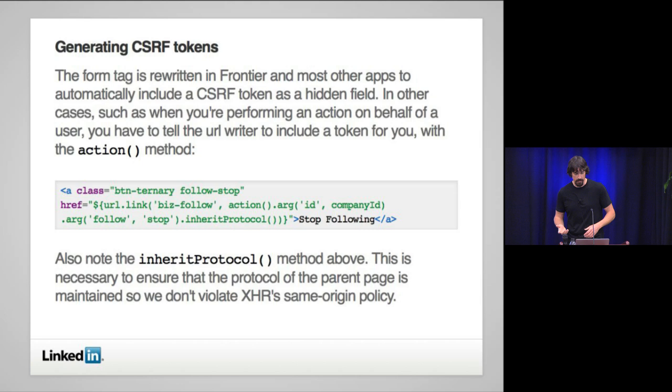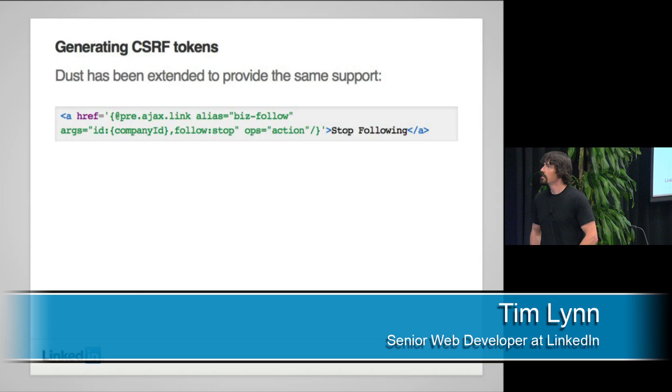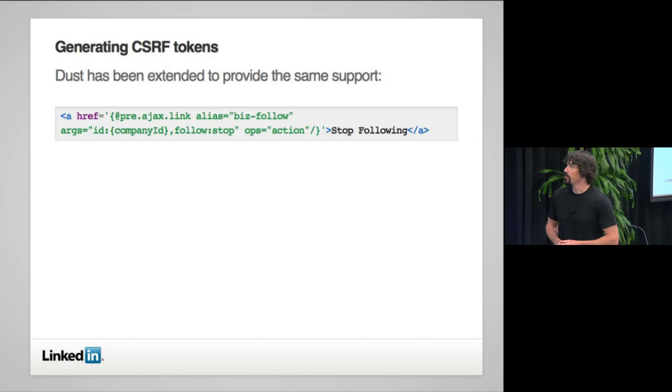In Dust, it's almost the same thing. We have this AJAX pre-tag, and that takes care of maintaining the protocol. And all you have to do is include the action, the ops action, and that will make sure to include the CSRF token in there.